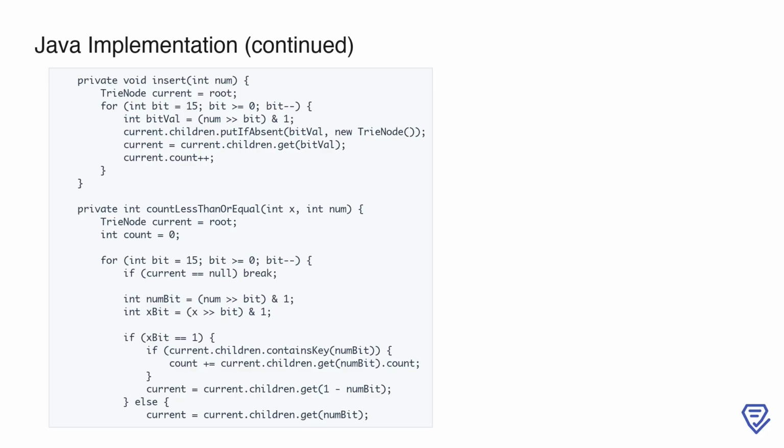Next, we define the count less than or equal method to count how many numbers in the tree have XOR values less than or equal to a given value x when XORed with the input number. We traverse the tree bit by bit, comparing the bits of x and number. If the current bit of x is 1, it means we can include numbers that match the current bit of number and then explore the opposite branch for smaller values. Otherwise, we continue along the branch that matches number.